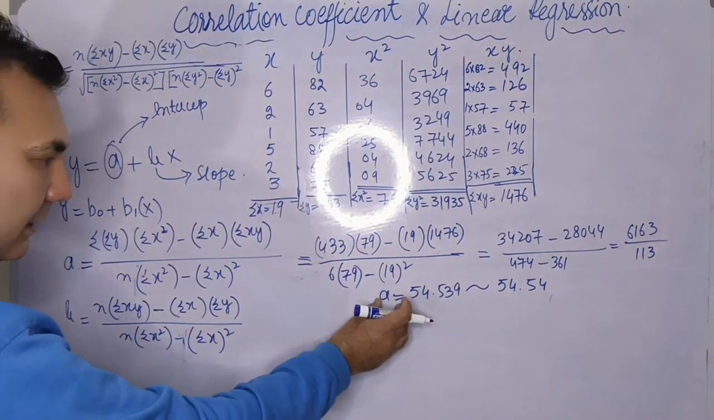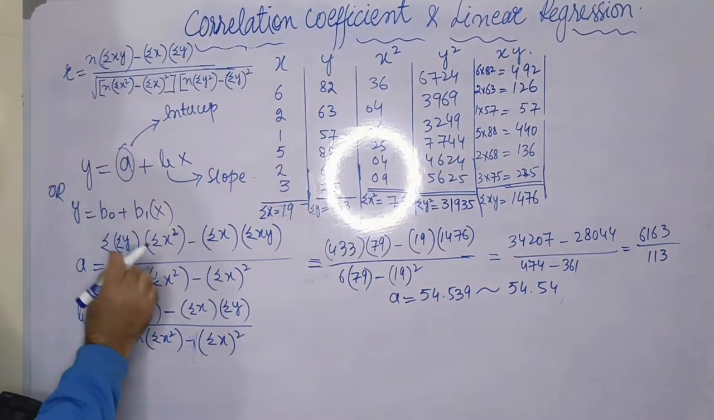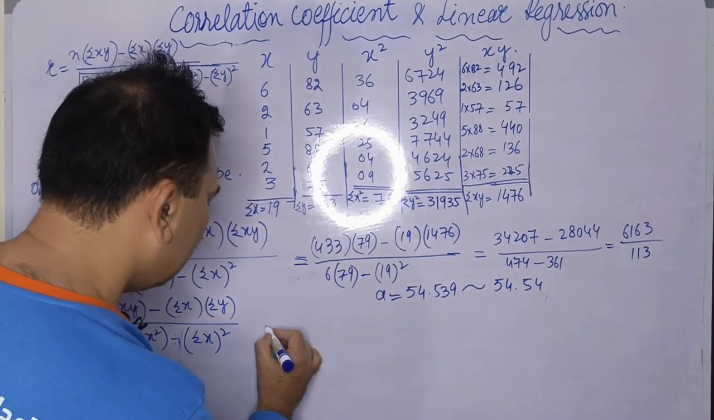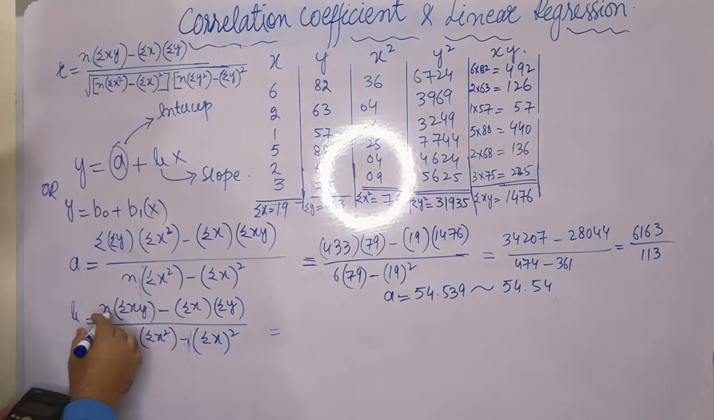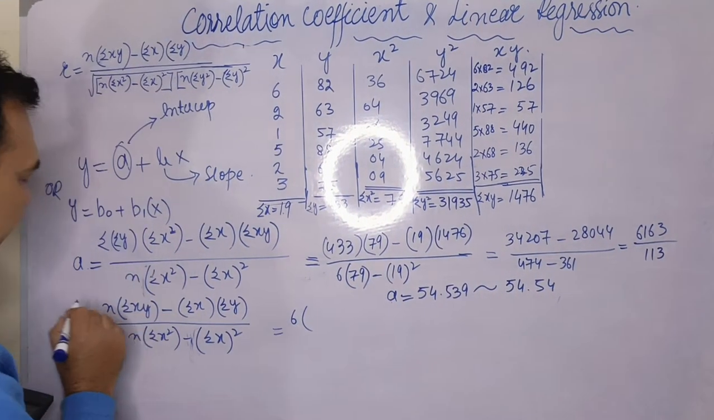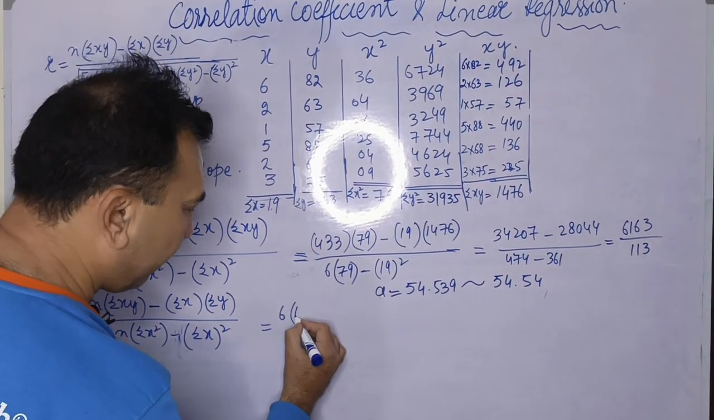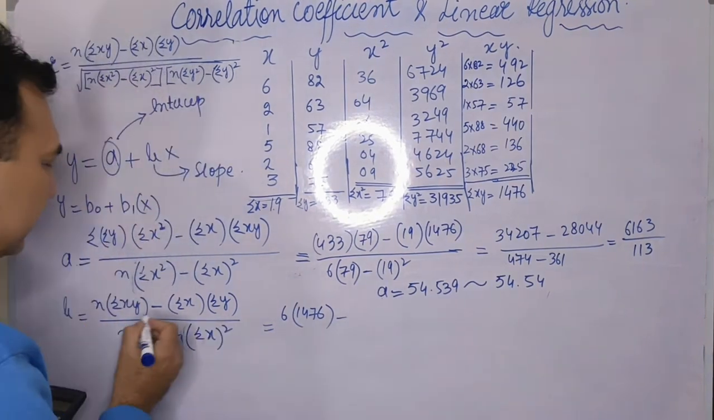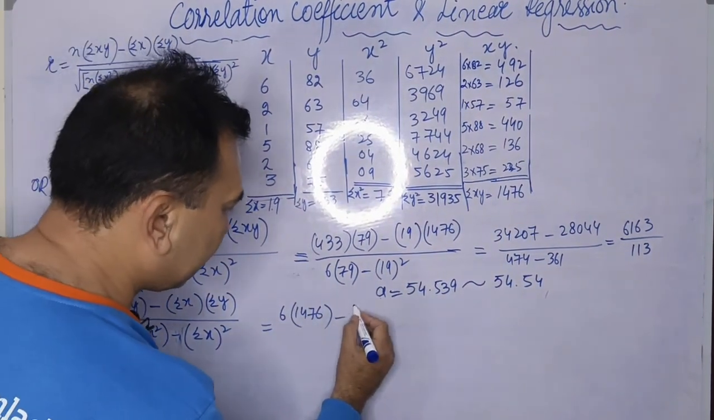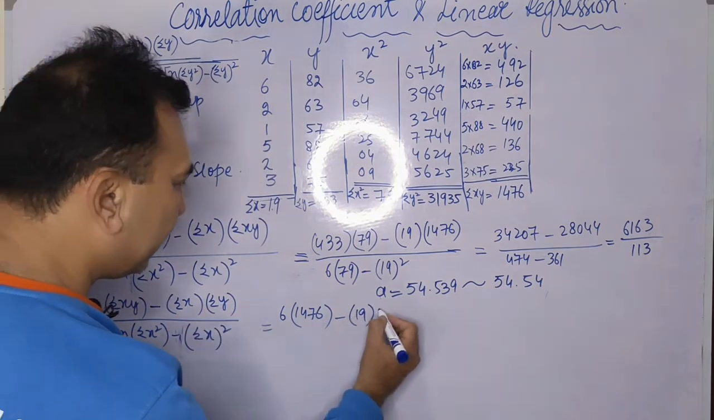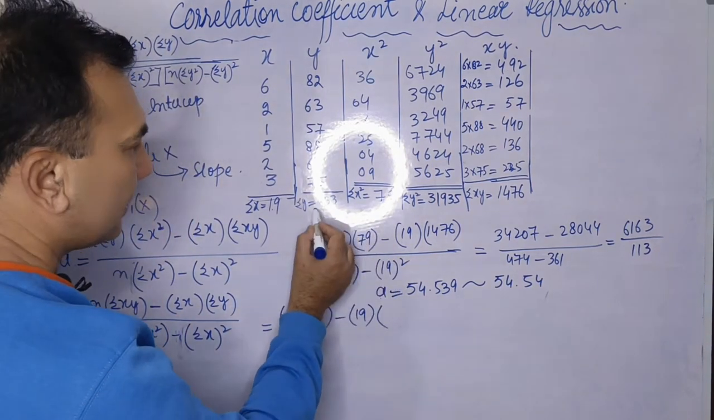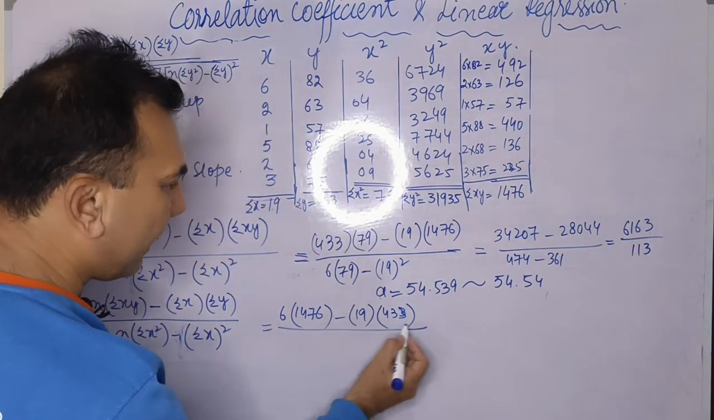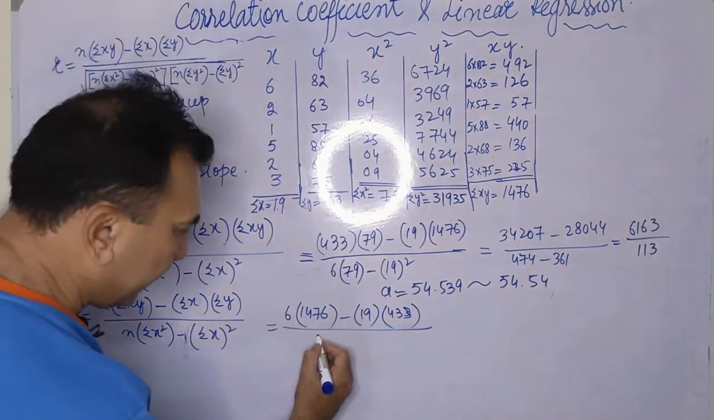Now we have calculated the value of A, which is the intercept. Now we will calculate the value of B, which is the slope. So what does the formula say? N is 6. What is the sum of the xy? It is 1476, multiplied by the number n. And then the sum of the x. What is the sum of the x? It is 19. Then we multiply the 19 with the sum of the y, which is 433. Then we divide it by n, which is again 6.